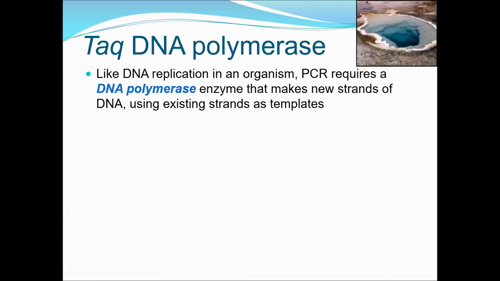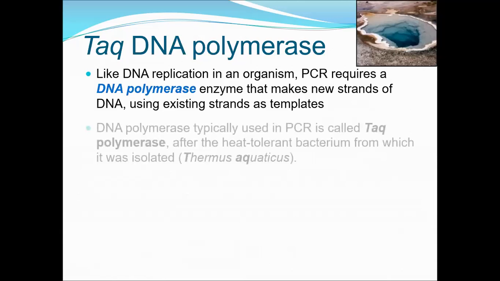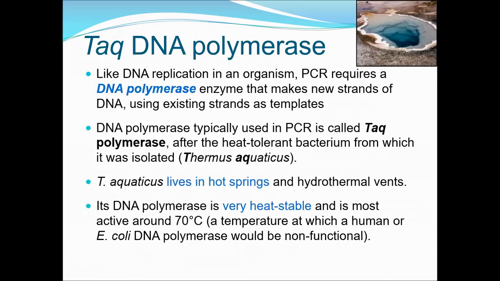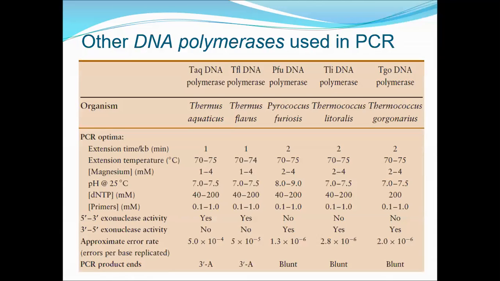The very first thing is the Taq DNA polymerase, which was isolated from Thermus aquaticus, which lives in hot springs, and its temperature optimum is around 70 degrees Celsius. Now other DNA polymerases have also been used, like Tfl isolated from Thermus flavus, Pfu from Pyrococcus furiosus, Tli from Thermococcus litoralis, and Tgo from Thermococcus gorgonarius. All these have been isolated from thermophilic bacteria.